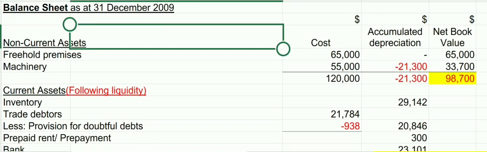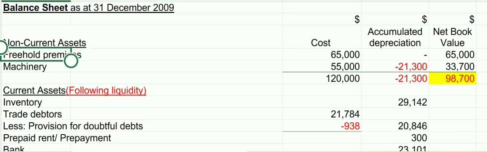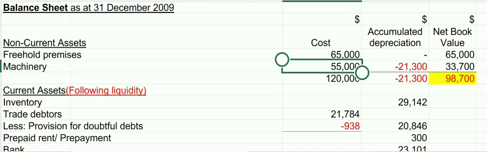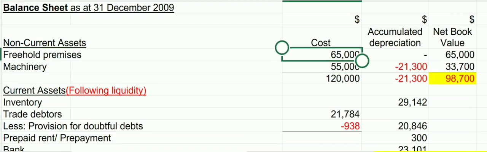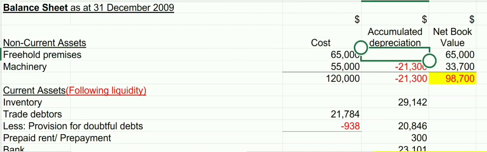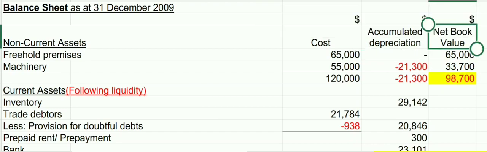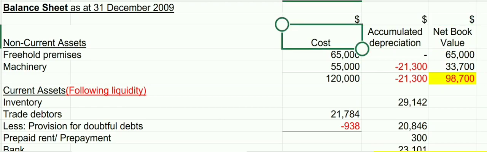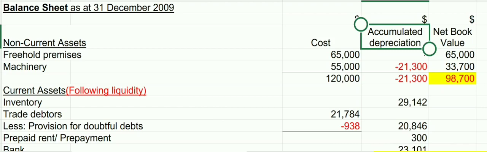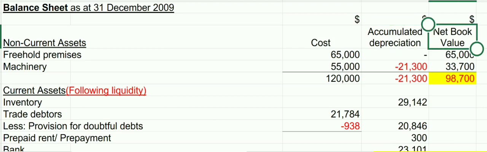Non-current assets. Remember, what are non-current assets? It means the assets that we hold or keep in the company for more than 1 year. Freehold premises, you take the cost from the trial balance. Remember, there's no depreciation, so it's 0 or you put dash. Net book value. What is net book value? It's the current value of your asset.